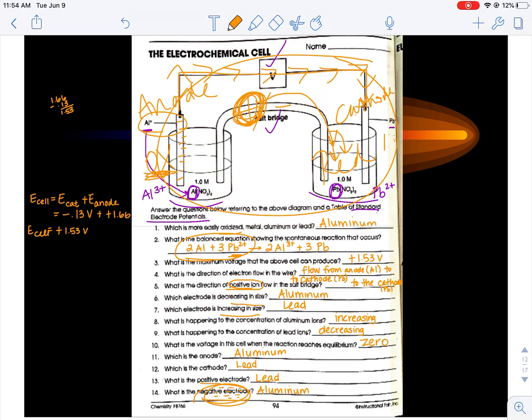In our next lecture, we'll talk about the second type of cell, the electrolytic cell, in as much detail as we did with our voltaic cell.